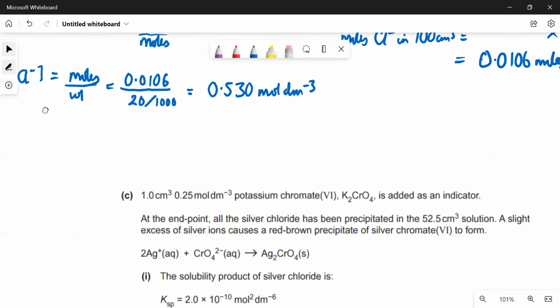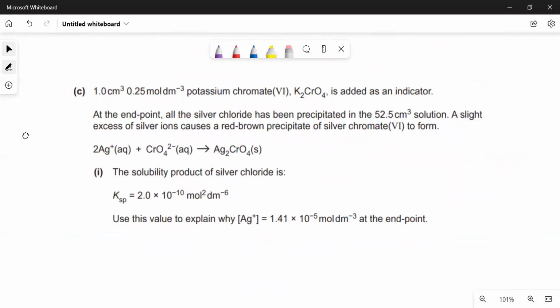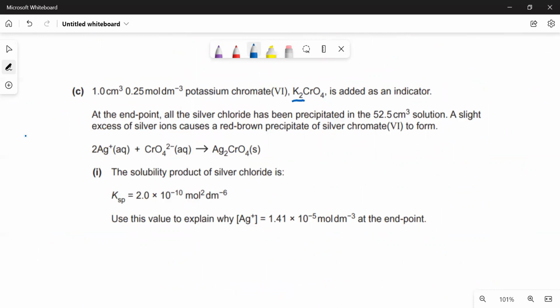Right, now what do they use? This is about how they use an indicator for this. They use potassium chromate as the indicator. Now, how does that work? At the endpoint, all the silver chloride has been precipitated out, and you've got a slight excess of silver ions. That is then going to precipitate out with the chromate ions to form this red-brown precipitate. So the endpoint, you're looking for this red-brown. So you've got to wait for all the silver ions to have been used up by the chloride ions. And once all the chloride ions have gone, a tiny bit of Ag+ will remain in solution, and that will then precipitate out with the chromate. Okay, so that's what we're thinking about.